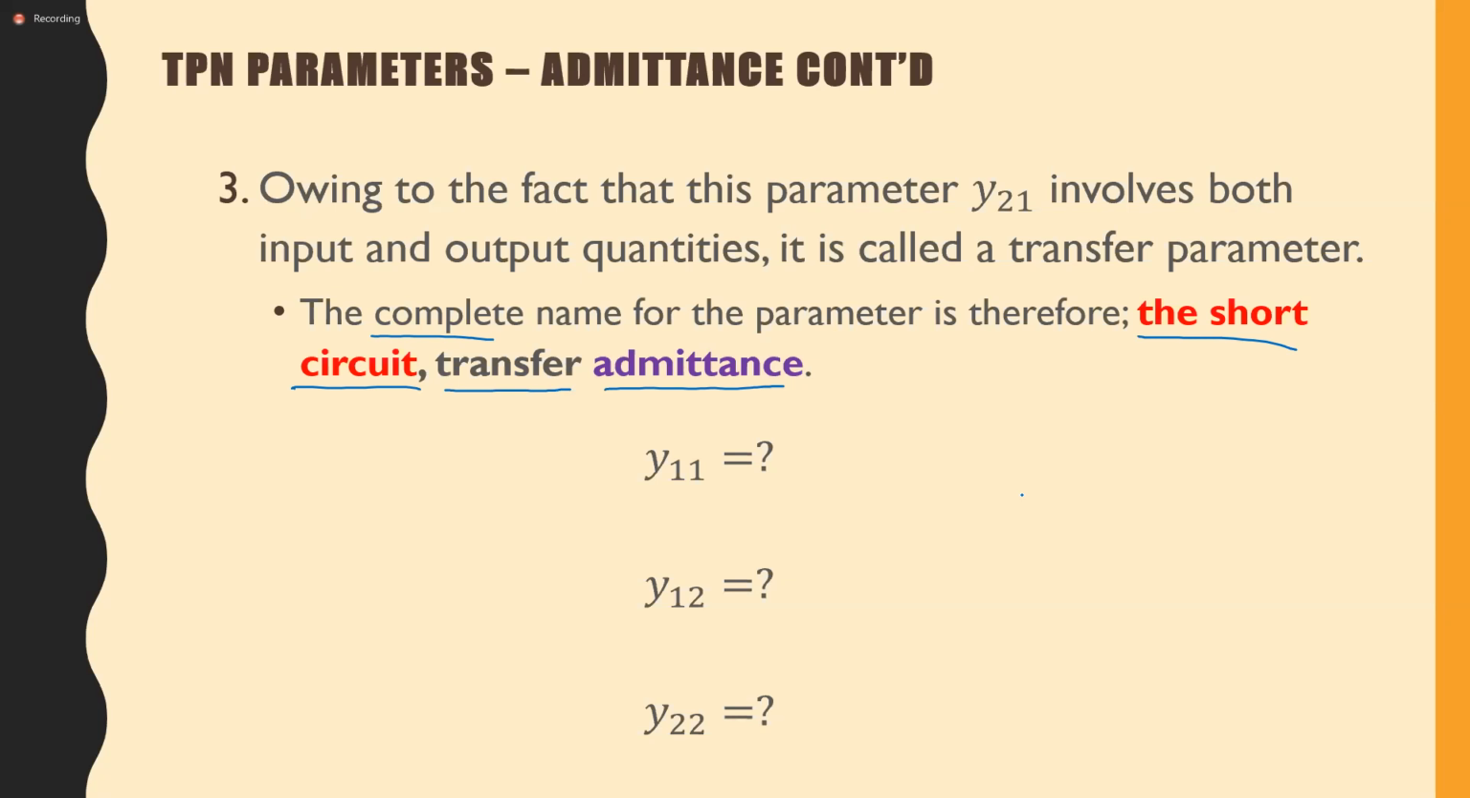Absolutely. All right. So Y11, it's an admittance. It's developed by short circuiting a port. And it's the input current over the input voltage. So it is the short circuit input admittance. All right. So how about Y12?